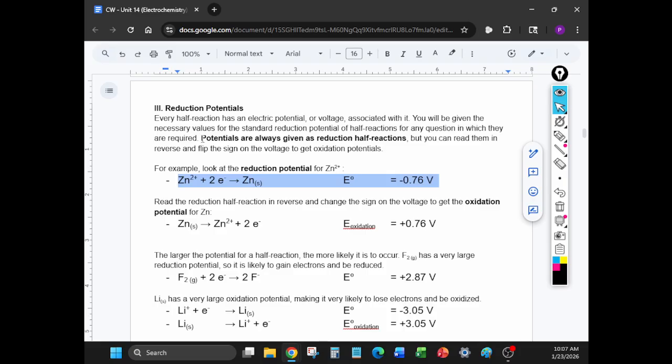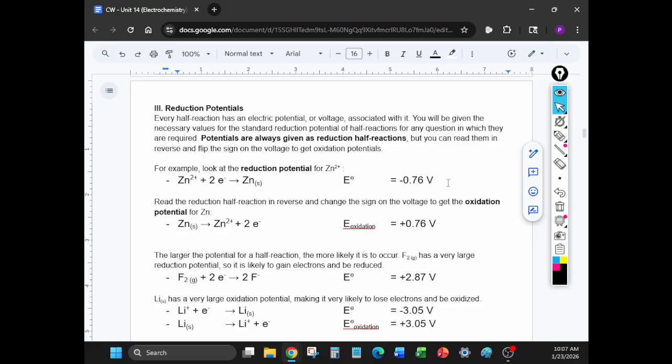Now, the key thing to note is that whenever you are given an electrical potential and a half reaction, it is always written in the form of a reduction reaction. You are not going to be given an oxidation half reaction and an electrical potential. It will always be given to you in reduction. So you want to double check and make sure the electrons are on the reactant side. For example, this is our reaction right here. Zinc ion is combining with 2 electrons to become solid zinc, and this is the reduction potential right here, negative 0.76.